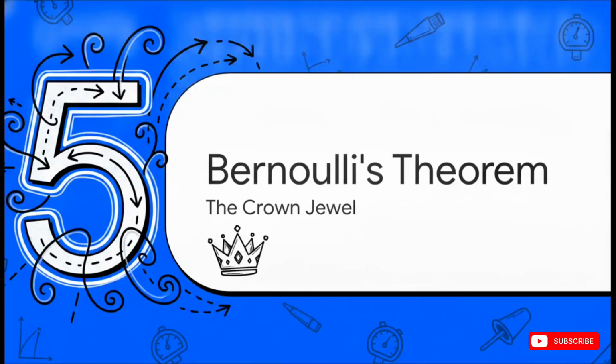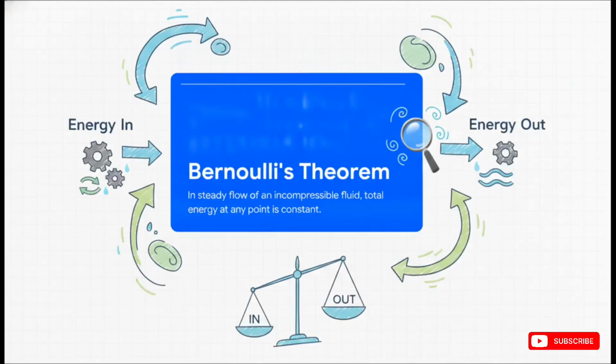Simple as that. All right, part 5, Bernoulli's theorem explained. This is the crown jewel, guys. This brings us to the absolute climax of today's explainer, the most famous theorem in all of fluid mechanics. Here is the formal textbook definition. In a steady, irrotational flow of an incompressible fluid, the total energy at any point is constant. Just like mass in equals mass out, Bernoulli's theorem basically tells us that total energy going in equals total energy coming out, assuming a potential frictionless flow.